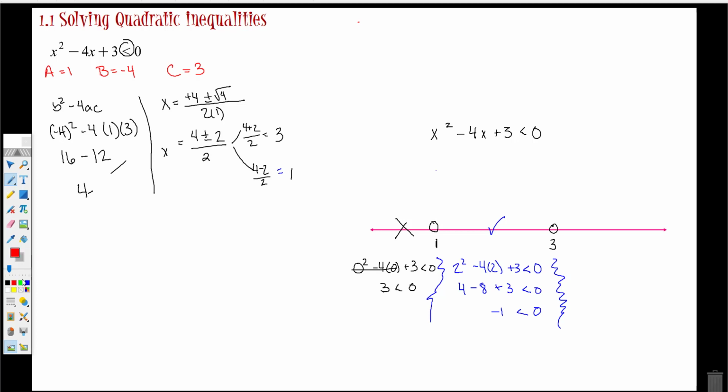Now let's check our last section. Choose a number bigger than 3. So I'm going to choose 4. 4 squared minus 4 times 4 plus 3 is less than 0. So 16 minus 16 plus 3. 3 is less than 0 is false. So this one's not working. So the only section that works is from there to there.